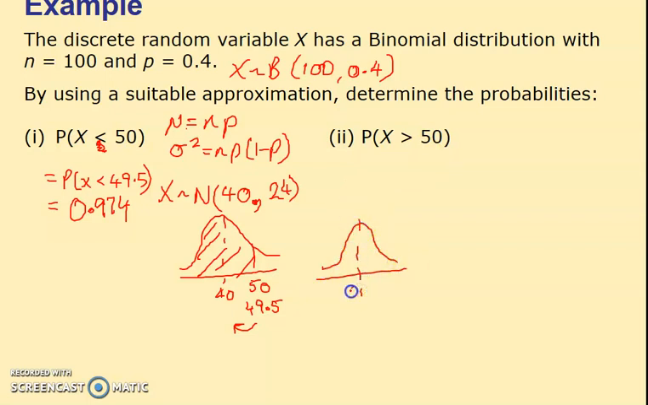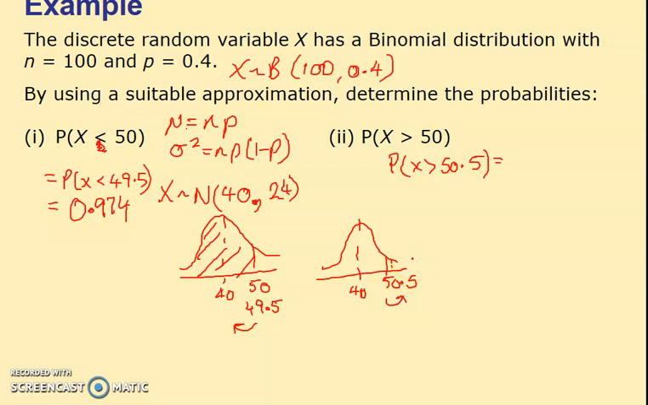This is all true still. I expect to get 40. There's my 50. Greater than 50. I don't care about the 50, so actually I'm going to use 50.5. So the probability that x is greater than 50.5. So with these continuity corrections, here was meant to be 50, but I went that side. I didn't want the 50.